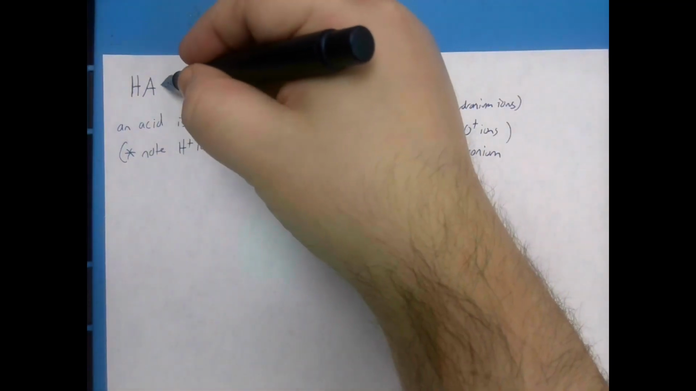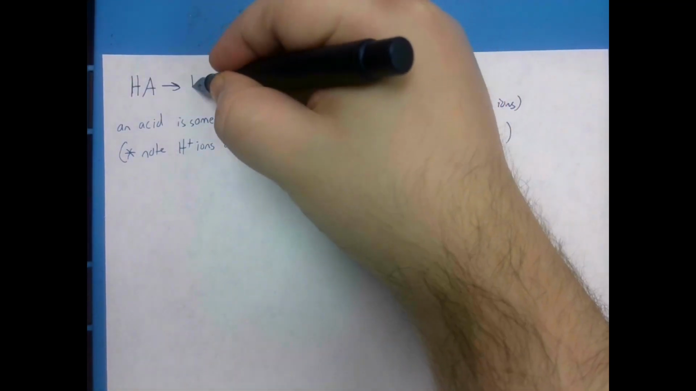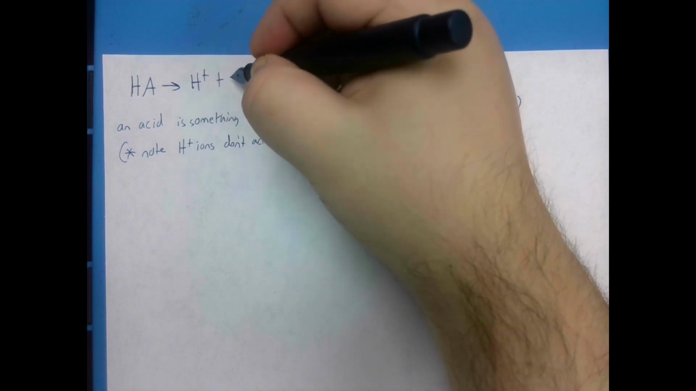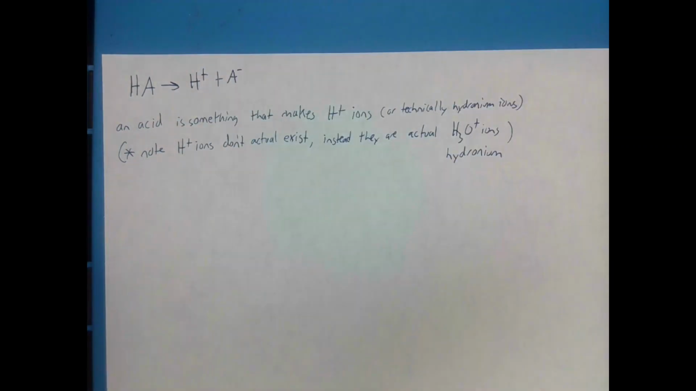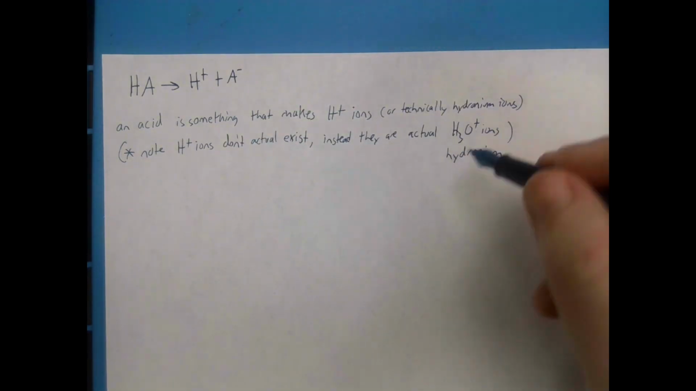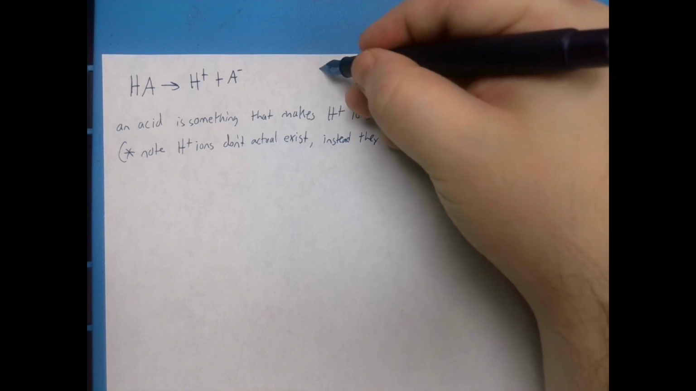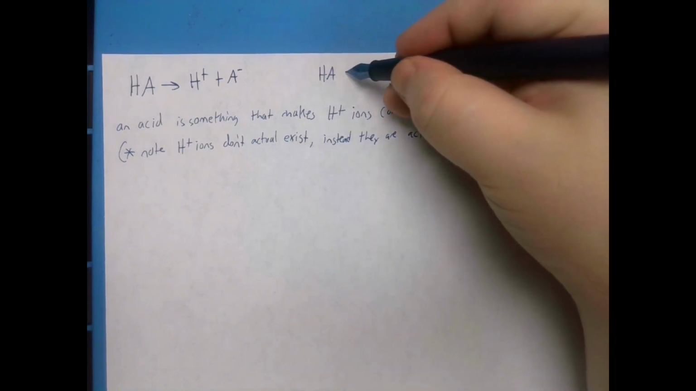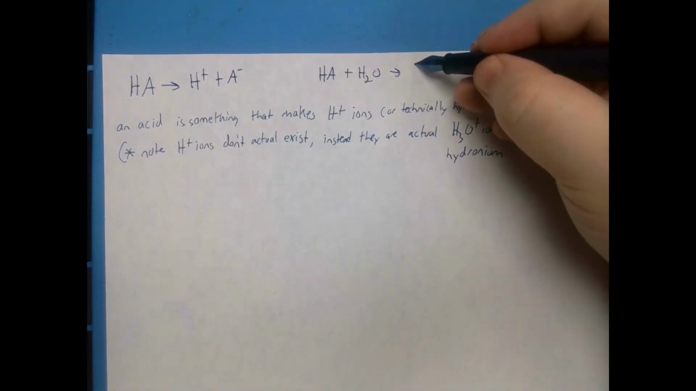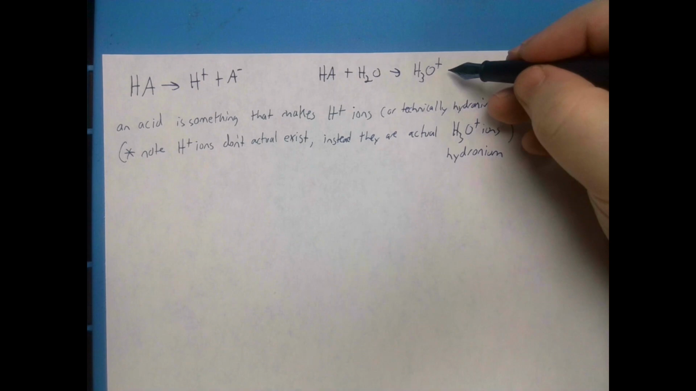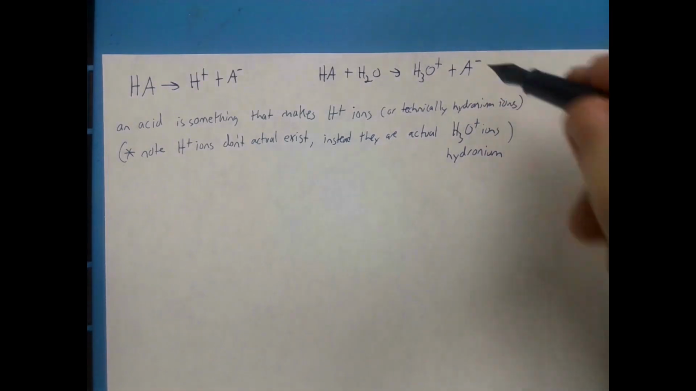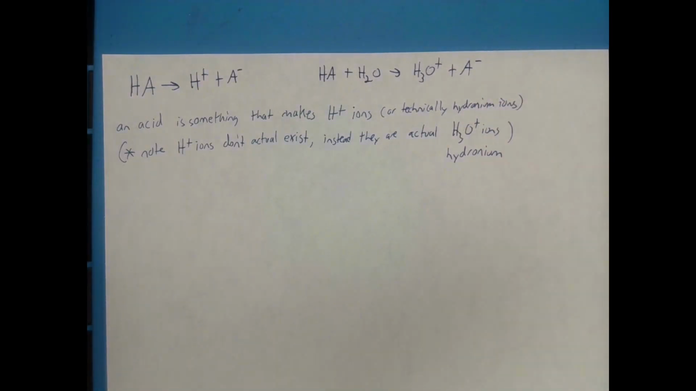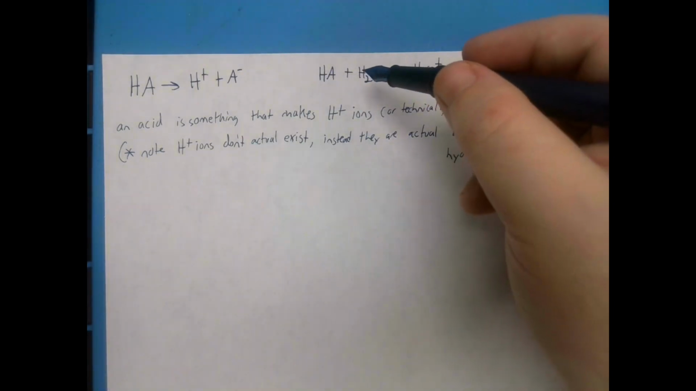So an acid will turn into H plus and A negative. This A could be anything. Technically, under the more accurate definition, HA will interact with water to make H3O plus and its conjugate base A negative. But the formula gets longer because we have to keep track of water.